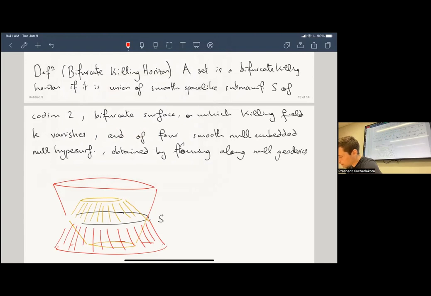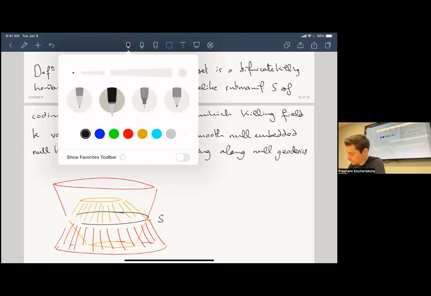You say that a set is a bifurcate Killing horizon if K, the null vector field that we talked about, a direction in which the null hypersurface doesn't change, invariant under the flow of this vector field, is 0 on a set S like this, an embedded codimension 2 spacelike submanifold. Then we say that this whole thing is a bifurcate Killing horizon. Now we'll do some examples.